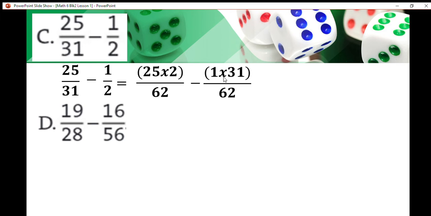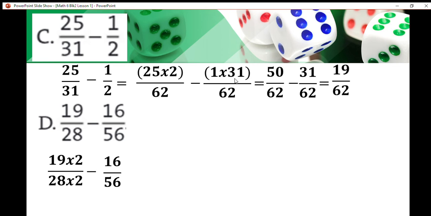copy your denominator, 62. So 62 divided by 2 is 31. So 1 times 31 over 62. Now we will perform 25 times 2, we got 50 over 62 minus 1 times 31, that is 31 over 62. So we will now perform subtraction because our denominators are now the same. So 50 minus 31 is 19 over 62. So this would be our final answer.